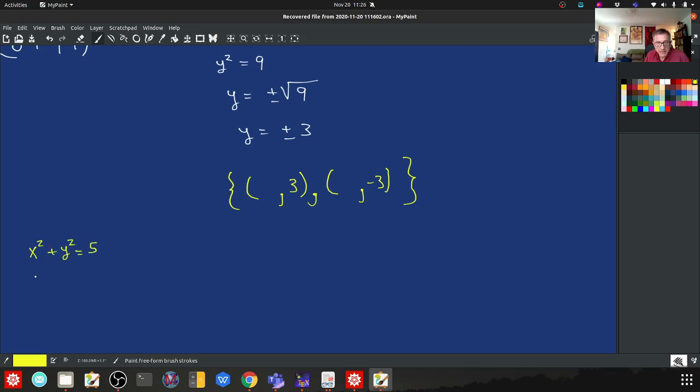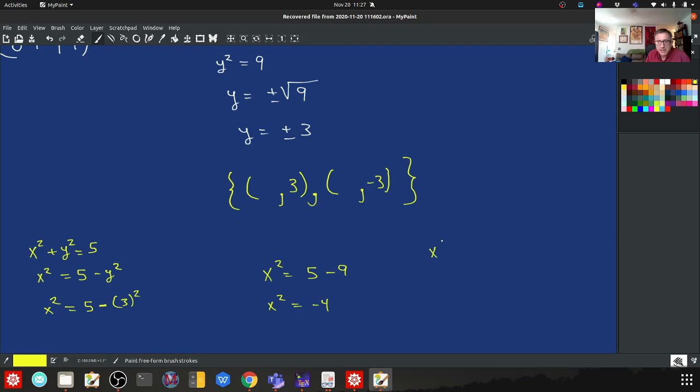I'm going to be solving for x. x squared is equal to 5 minus y squared. So since y is the negative, my values of y are just negatives of each other, all I have to do is do this once, because 3 squared is the same as minus 3 squared. So x squared is equal to 5 minus 3 squared. So that gives me x squared is equal to 5 minus 9. So x squared is equal to minus 4.